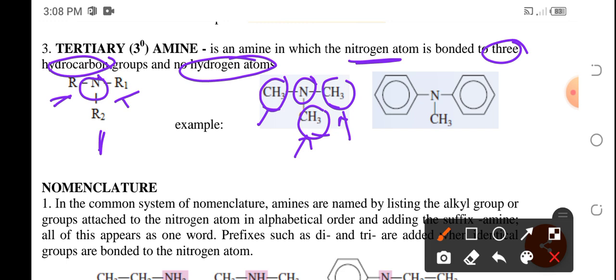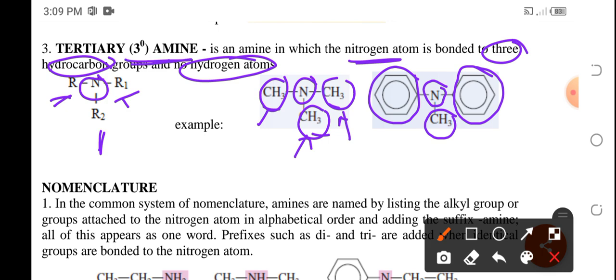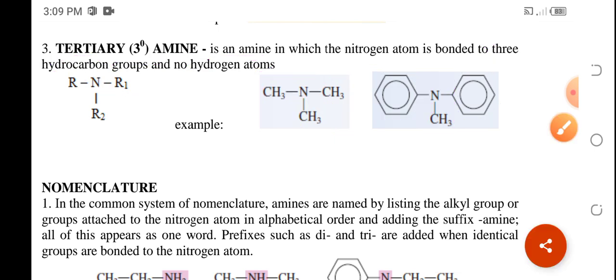Okay. For another example, the nitrogen is bearing an aryl group or a benzene ring, and another alkyl group. So no more hydrogen could be found attached to the nitrogen for a tertiary amine because the nitrogen is bearing three series of carbon atoms. Okay, so those are the classifications of amine.